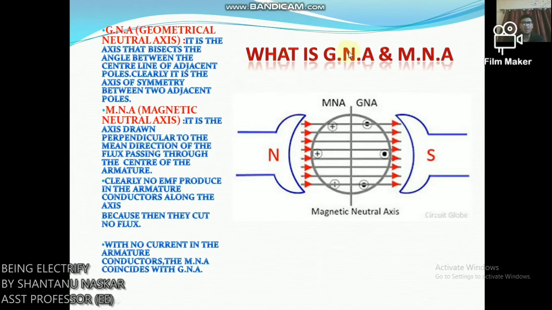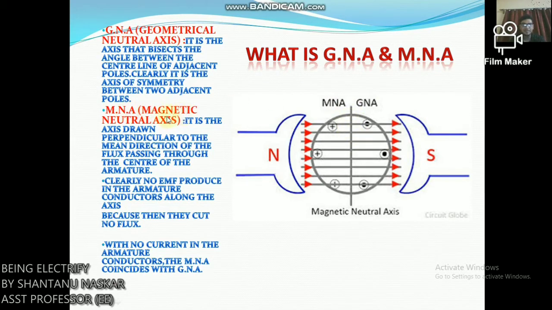Now you have to know what is GNA and MNA. GNA means geometrical neutral axis, MNA means magnetic neutral axis. GNA is the axis that bisects the angle between the central lines of adjacent poles. Clearly it is the axis of symmetry between two adjacent poles. So this is GNA.